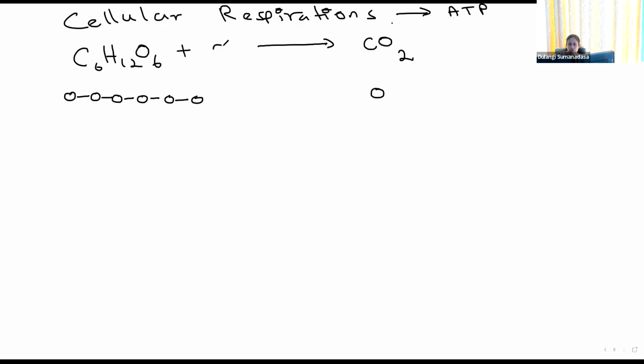For this, we are using oxygen, which will become water. Right, if you want, you can change the colors. Oxygen is the one that's going to produce the water molecule. Right, so glucose becomes carbon dioxide, oxygen will become water. Can you balance it? Same as the photosynthesis.